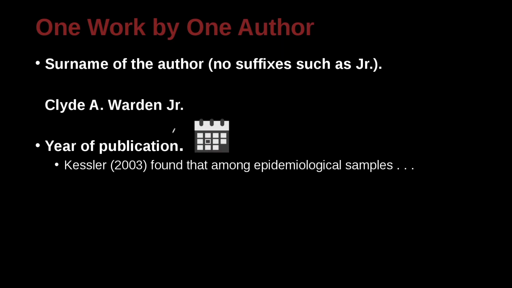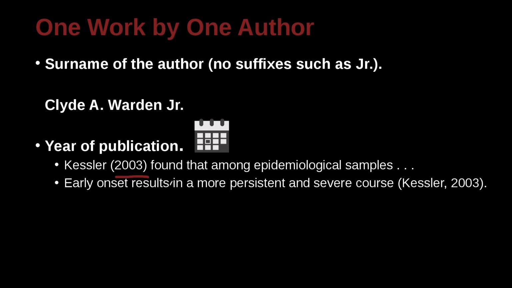Year of publication is the next key point we need to remember. So here's Kessler. So this is the author's family name. And here is the year of publication. Kessler found that among epidemiological samples, early onset results in a more persistent and severe course, Kessler 2003. So again, these are two ways to write this.